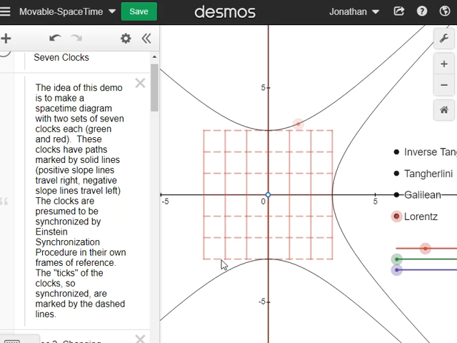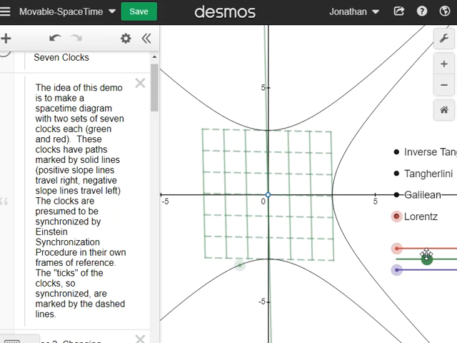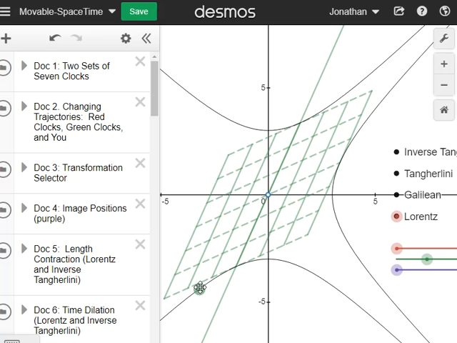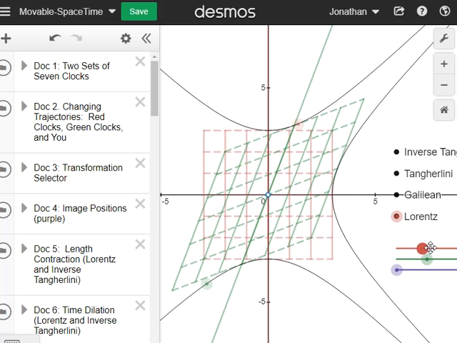So the dashed lines mark the ticks of the clock, and the solid lines mark the paths of the clock. And that is the same for the green lines as well. And you can adjust the speeds of the clocks by moving that dot. Sorry, that is not a red dot, that is a green dot, but this dot up here is red.